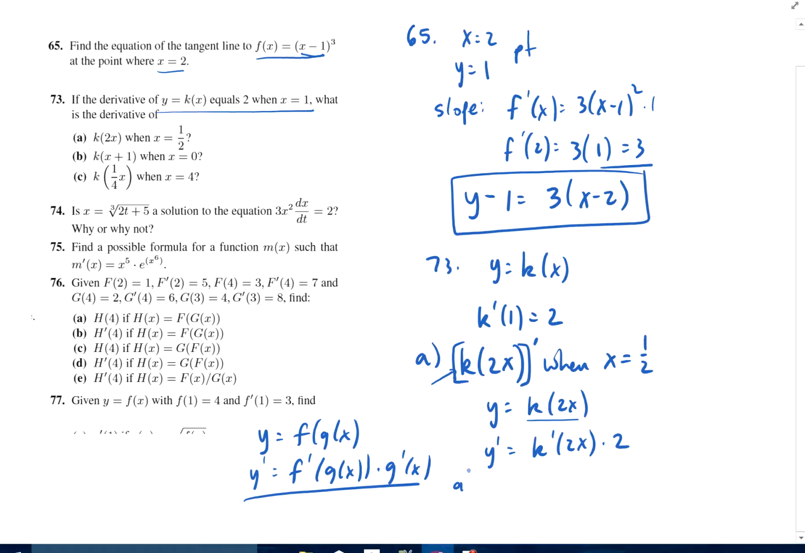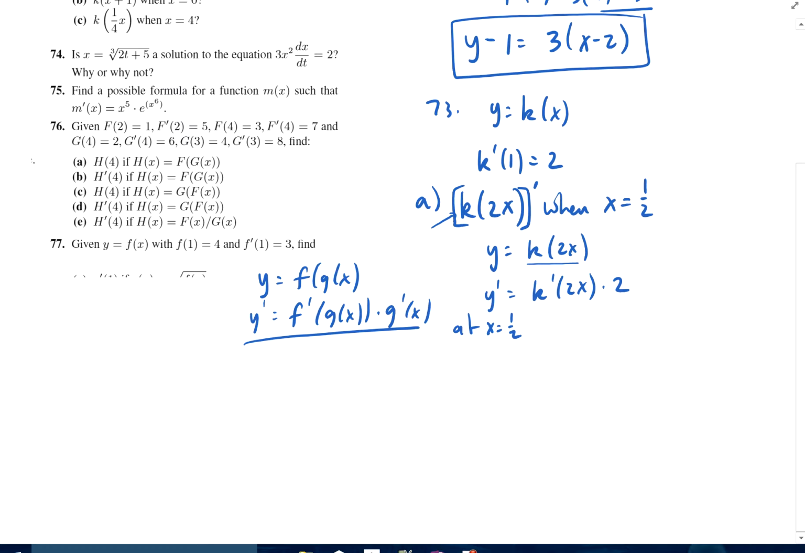Well, at x equal 1/2, we have y prime is k prime of, I plug in 1/2 into here, of 1 times 2, and we know what k prime of 1 is. That's 2. So that would be 4.